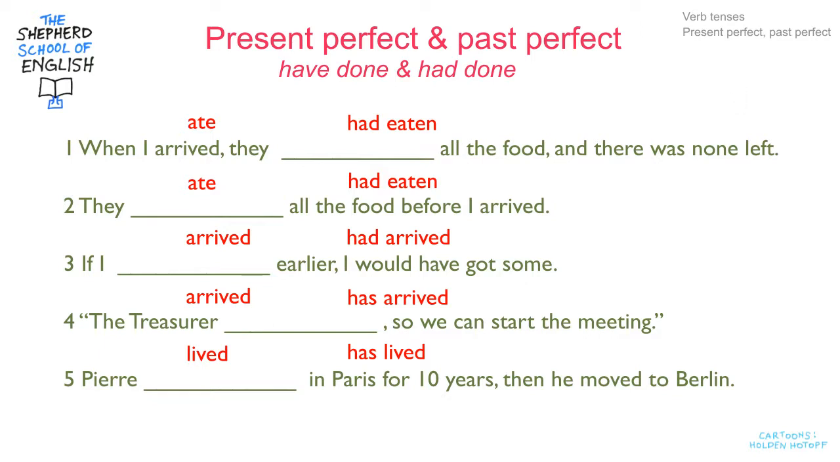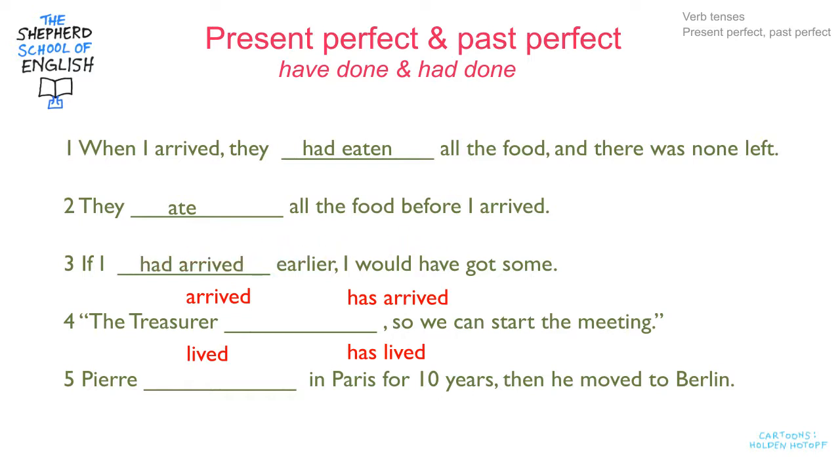Okay, here are the answers. 1. When I arrived, they had eaten all the food and there was none left. We need the past perfect because when with the past tense would mean at the same time. Number 2. They ate all the food before I arrived. The word before makes the sequence clear. Number 3. If I had arrived earlier, I would have got some. It's the impossible, if only, conditional.